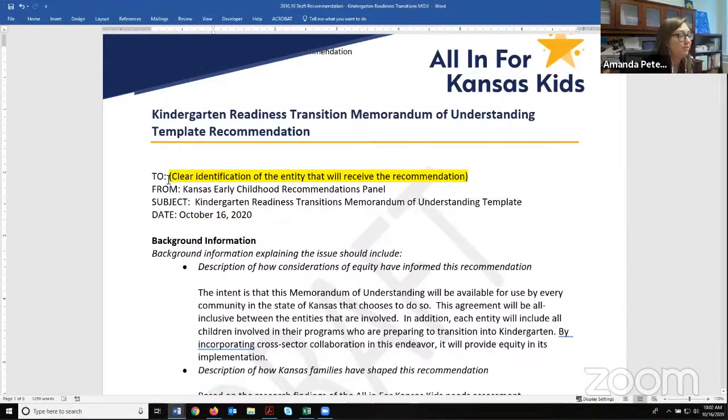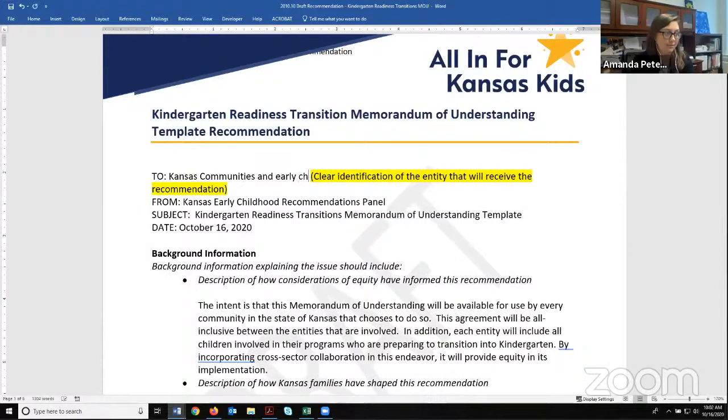So some of these pieces are laid out in our roles, norms, and procedures document. I think what I've heard is that this recommendation is to Kansas communities. And do we want to use the words early childhood stakeholders?